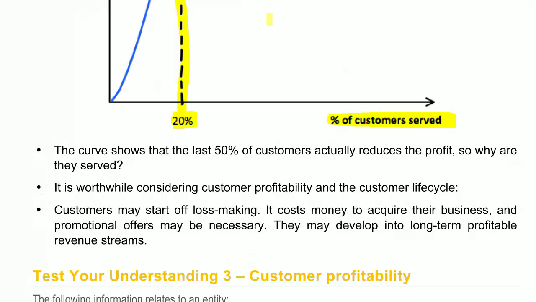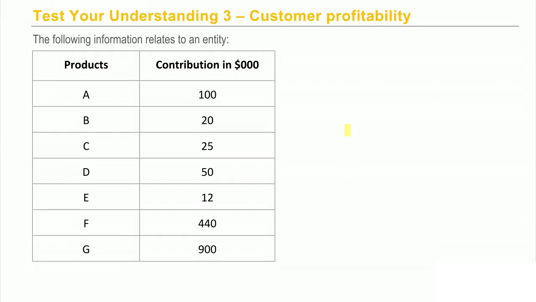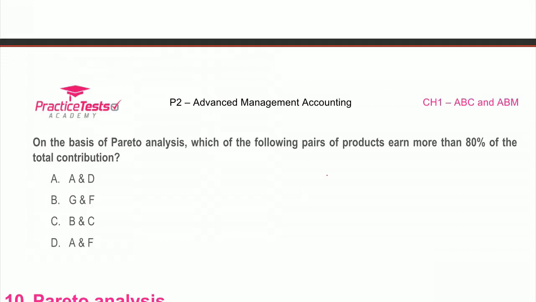Okay, let's have a look at an example, shall we? So we've got various different, this could be customers here rather than products. It could be either actually, but let's say customers because it's customer profitability analysis. So we've got customers A, B, C, D, E, F and G. Contributions in thousands of dollars there on the right hand side. And our question being asked here is, on the basis of Pareto analysis, which of the following pairs of customers earn more than 80% of the total contribution?